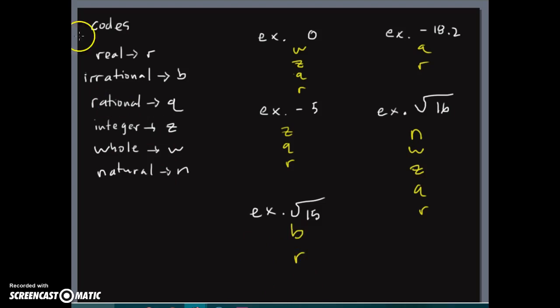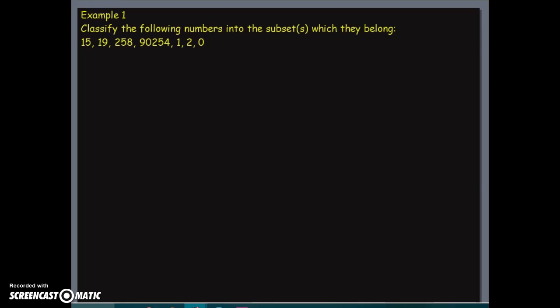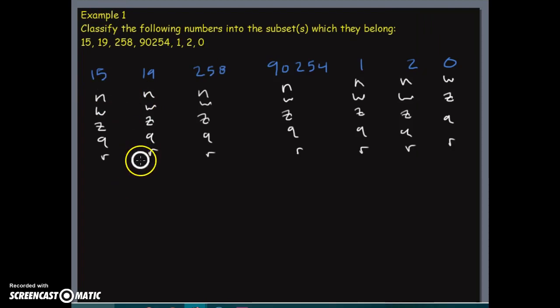So let's go ahead and see what our problem set will look like tonight for homework. Example number 1. Classify the following numbers into the subset which they belong. Before I can classify the entire group, I've got to classify each individual number. So what I'm going to ask you right now is to pause the video and try to classify each individual number, and then once you've done that, I want you to play the video and see if what you classified them as is the same as what I classified them as. Okay, so you can see here that I've categorized and classified each of the numbers.